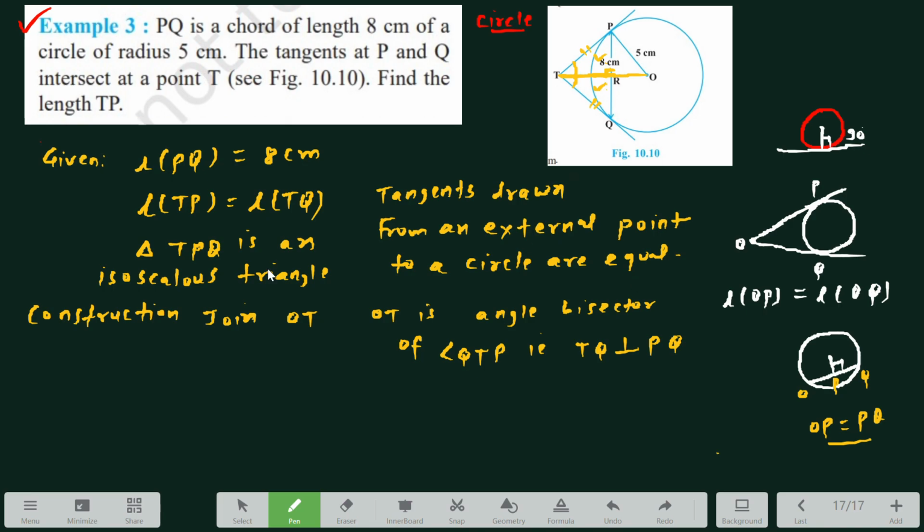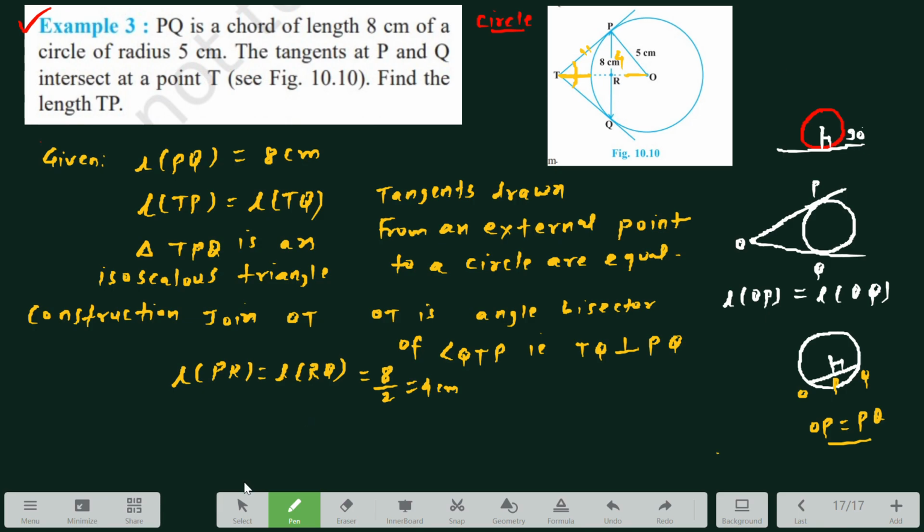So now the length of PR is equal to the length of RQ, which is equal to 8 by 2, that is 4 centimeter. So this is 4 centimeter.